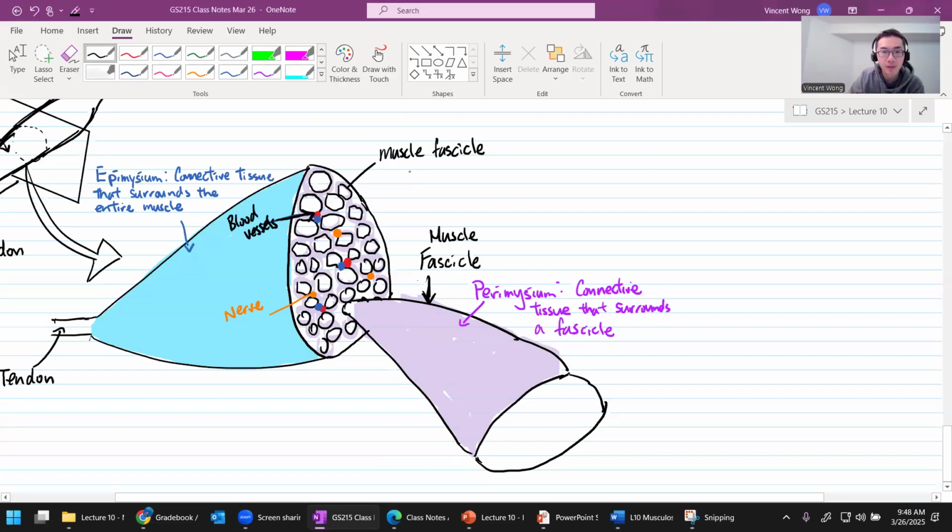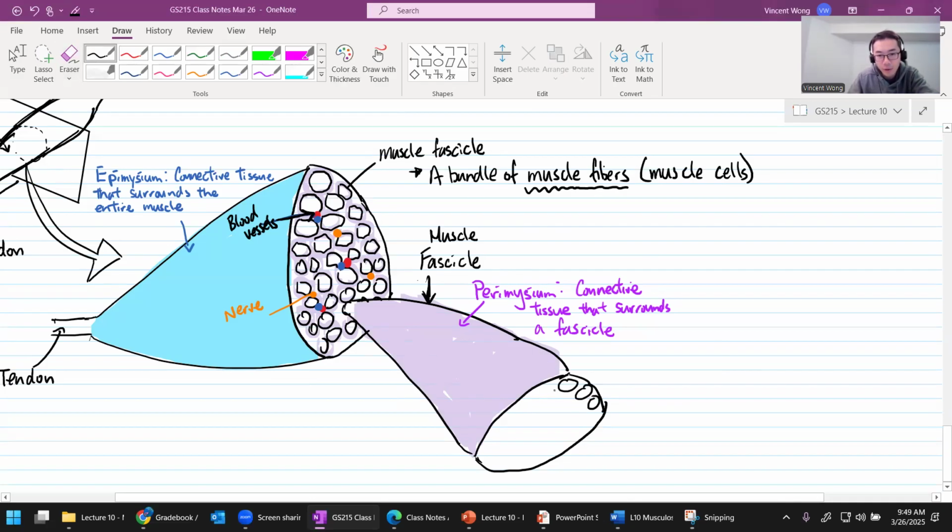So what is a fascicle? A fascicle is a bundle of muscle fiber. And muscle fiber is another word for a muscle cell. A single muscle cell is called a muscle fiber. So within the fascicle, you will see the individual muscle fibers, individual muscle cells.